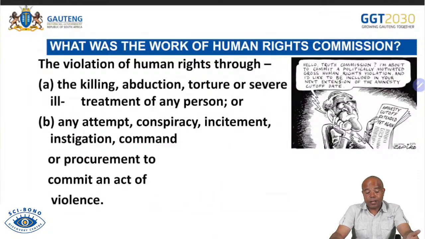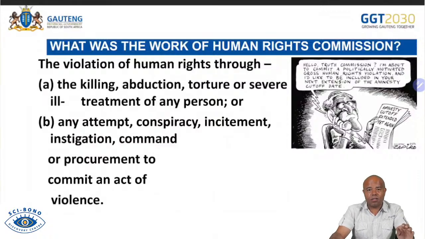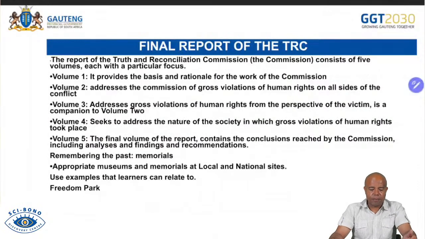So what we can understand here is that the Truth and Reconciliation was to heal the wounds of the past, but the crimes must be between 1960 and 1994. Now, why not before 1960? Because apartheid started in 1948. It's because from 1960, after the Sharpeville massacre, serious crimes were committed from both sides. And for that reason, they felt that, listen here, let's start from 1960 to 1994, basically.